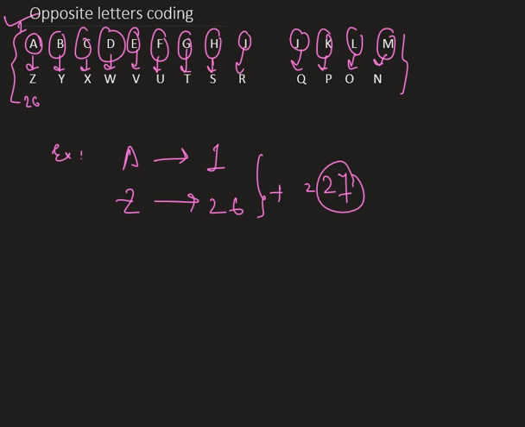Now under this pattern, each letter of a word is coded with its opposite letter. Now take one example to understand this more accurately. Suppose in a certain code language the word notion is written as MLGRLM.